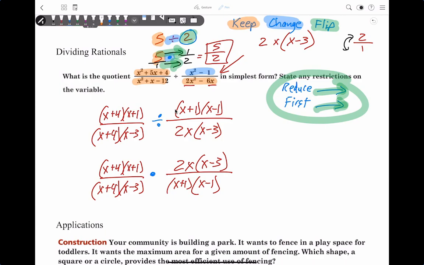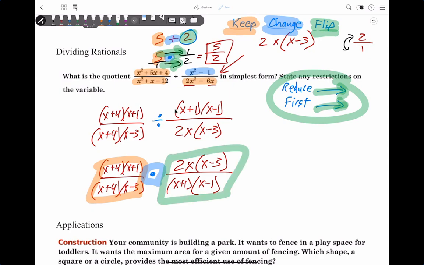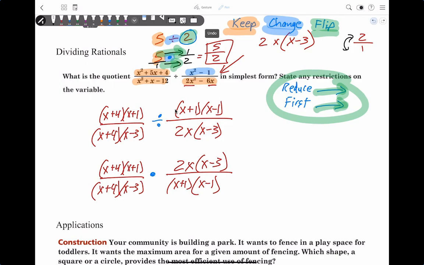Now let me color coordinate it. Keep, we kept this. Change, we changed this. And then finally, flip, we flipped this piece right here. And now is when we can start reducing like we've done before. We're looking at this like a multiplication problem. This is all glued together still as one huge fraction that you're basically going to treat as one big fraction with one numerator, one denominator, where you can start cancel reducing.